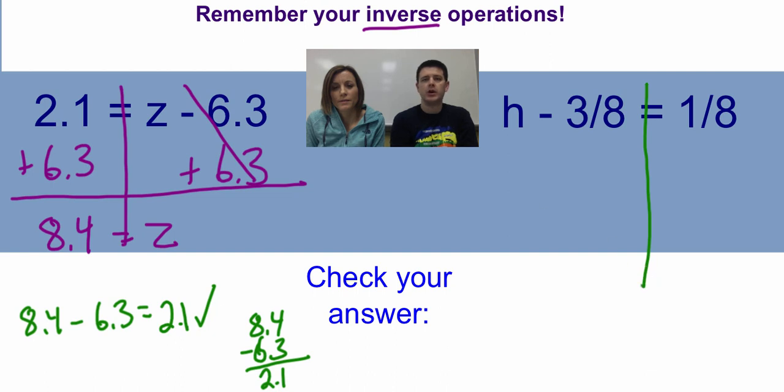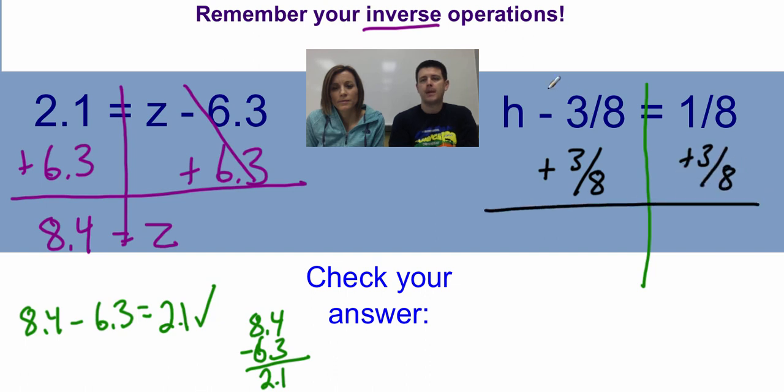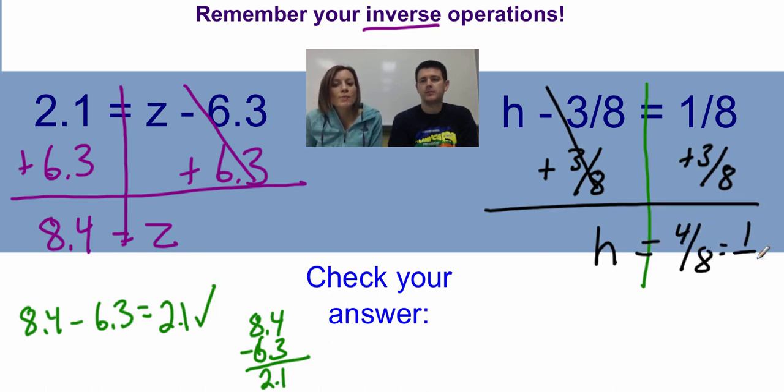Same thing with your fractions. Don't get thrown off just because it's a fraction. They subtracted, so you use your inverse, meaning you're going to add 3/8 to both sides. Minus 3/8 plus 3/8 cancel each other out. You're left with h on the left. 1/8 plus 3/8 is 4/8, but Mr. McKenzie knows better to go ahead and reduce to 1/2.